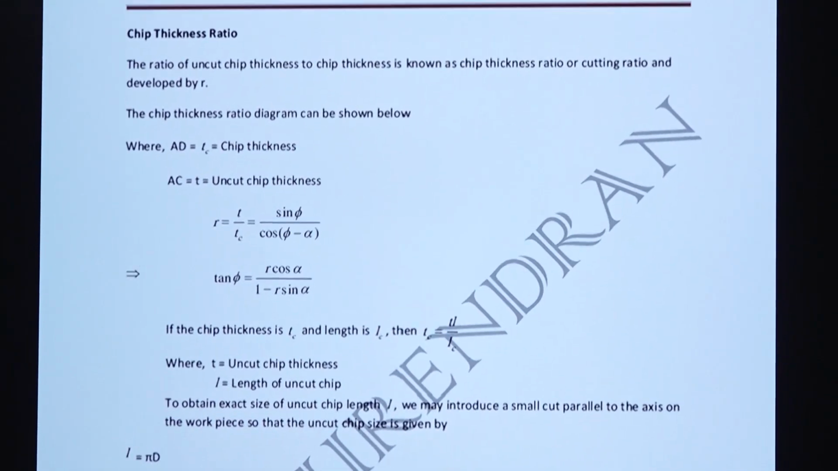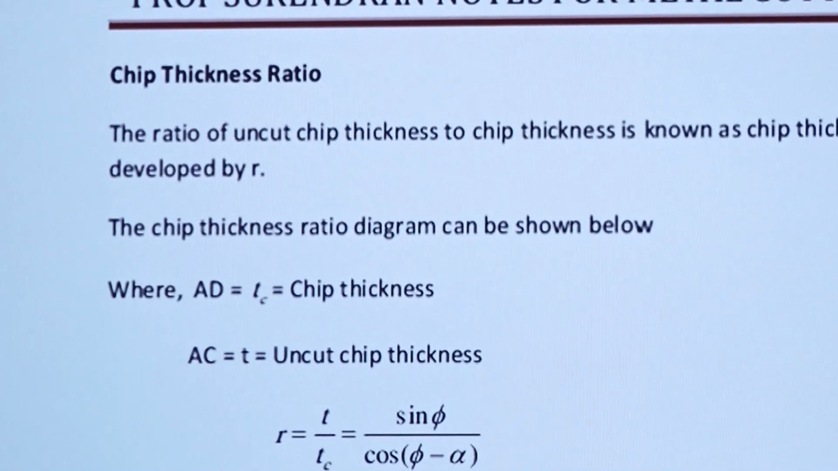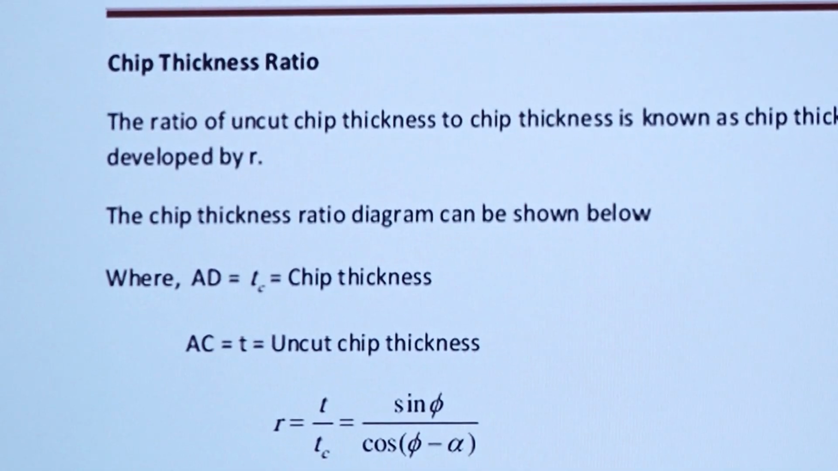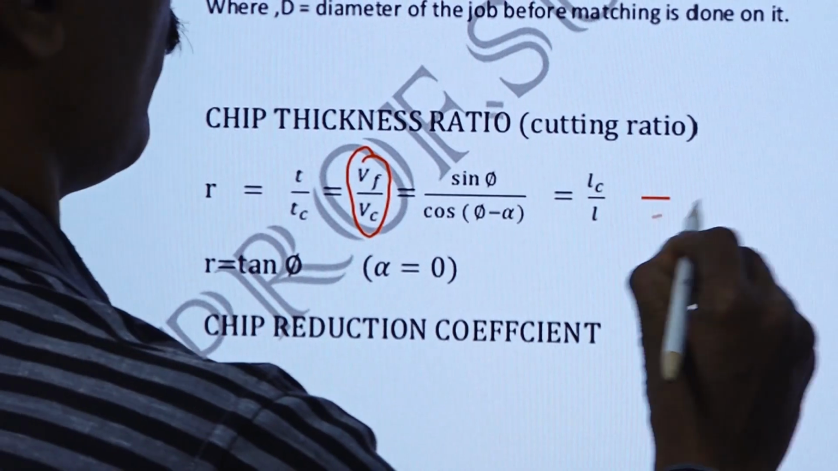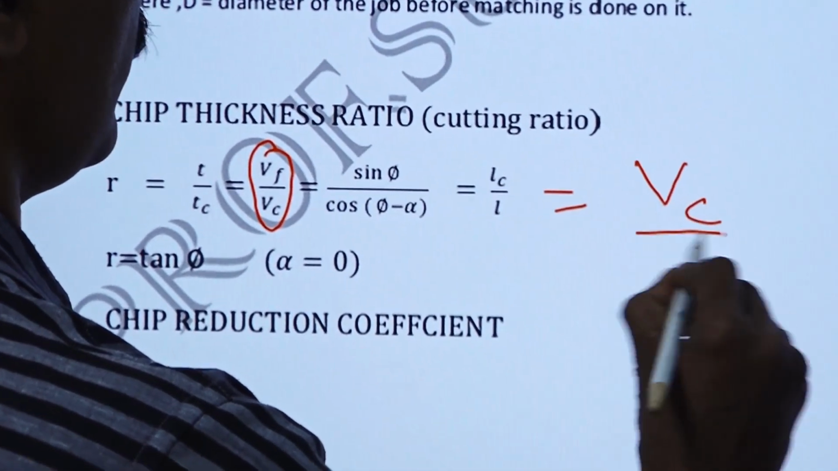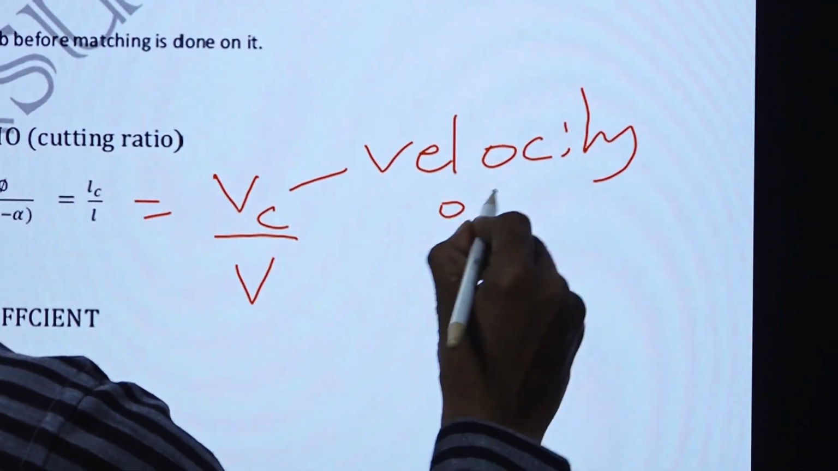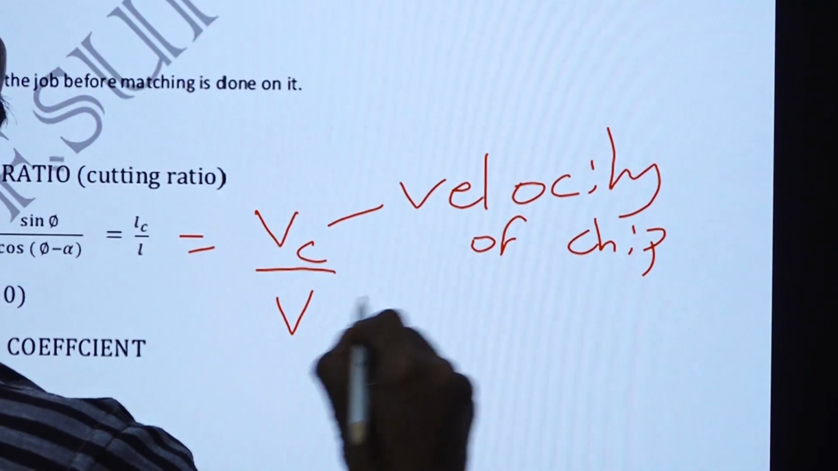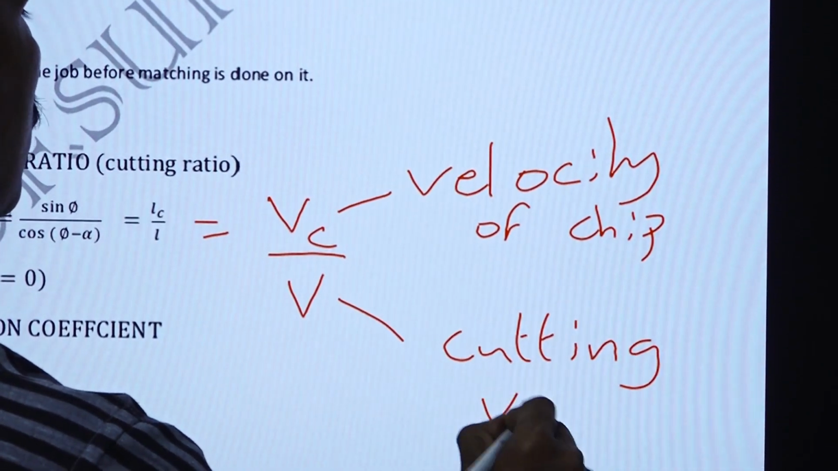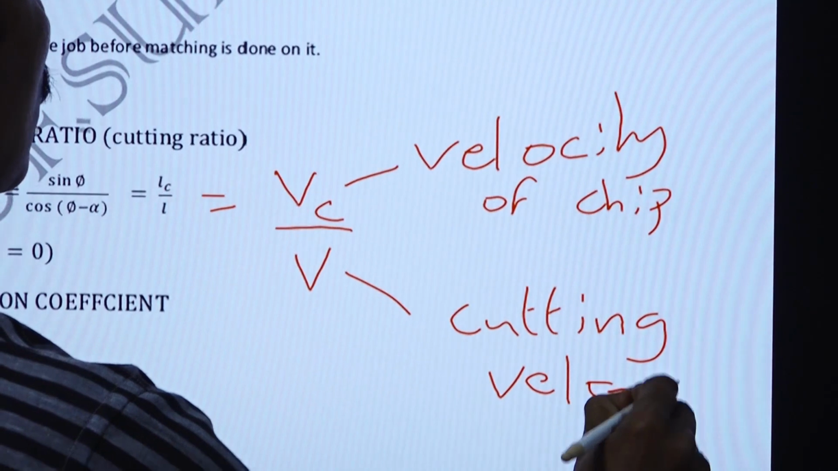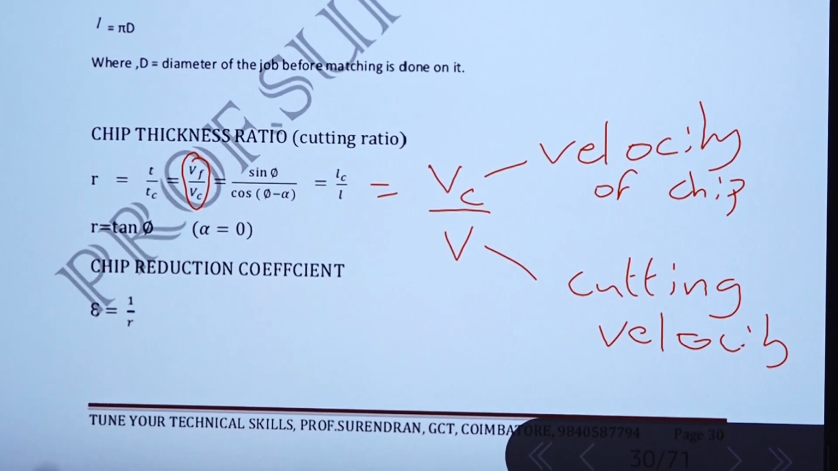We have another formula for r: r equal to t by tc, that is Vc by V. It is not V by Vc. Our formula is Vc by V, the velocity of chip to the cutting velocity. So cutting velocity is larger. So sin phi by cos(phi minus alpha) is equal to Lc by L.